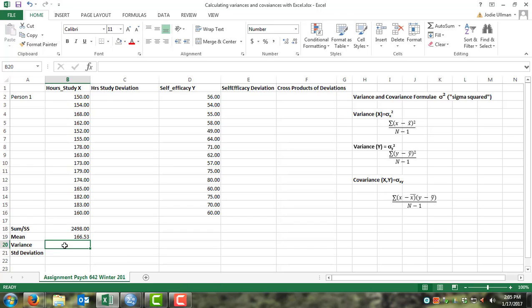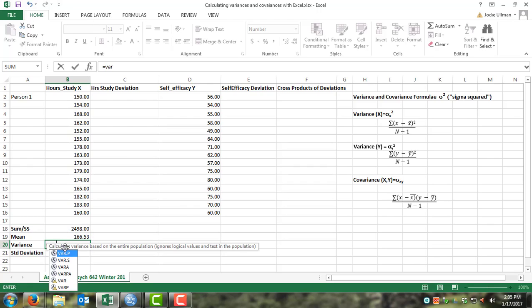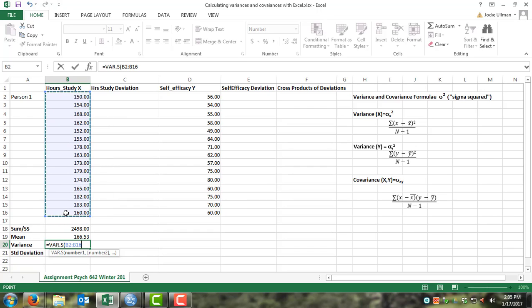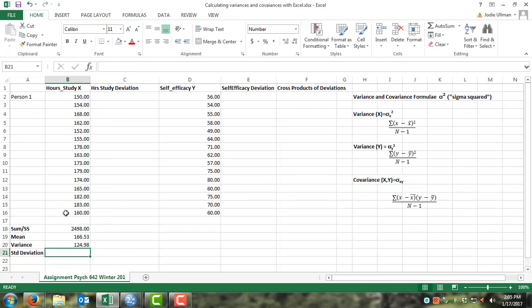Again, with the variance, we can use a built-in function in Excel. We could also do it by hand, and I'll show you by hand in a second. But we could calculate the variance. And notice there's lots of different variance formulas here. We want the variance of the sample, not the population. So the sample variance, and we highlight the numbers we want to use and click OK.